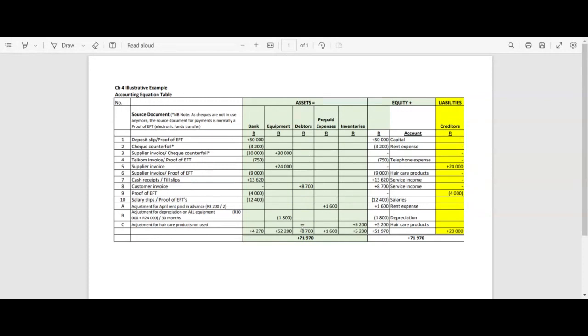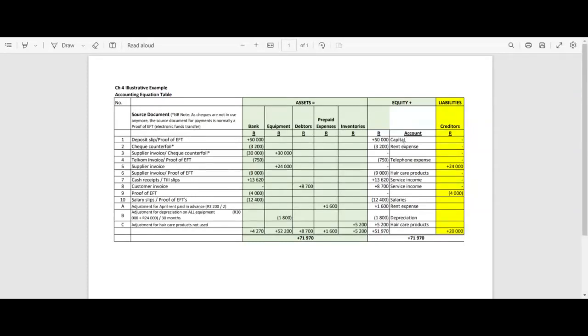Our debtors amount, we only issued that one invoice to that one customer. So the closing balance is 8,700. That also needs to be disclosed in our statement of financial position. Our expenses prepaid, that was half of the rent amount that we paid for the next month. That also needs to be disclosed. And then our inventories, ladies and gentlemen, the unused portion of those hair care products must also be under our assets, disclosed in our statement of financial position.